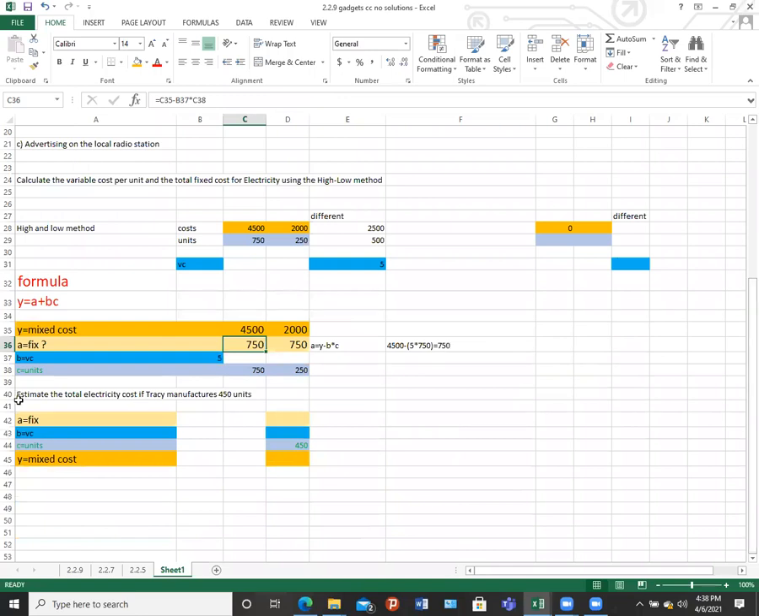Here, guys, we are required to estimate the total electricity cost if Tracy manufactures 450 units. What are we going to do, guys? When they say estimate the total electricity cost if Tracy manufactures 450 units, what are they looking for? Are they looking for Y or are they looking for A?